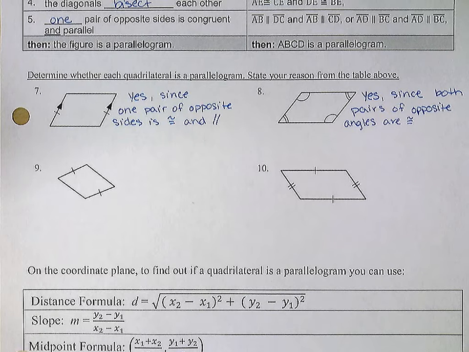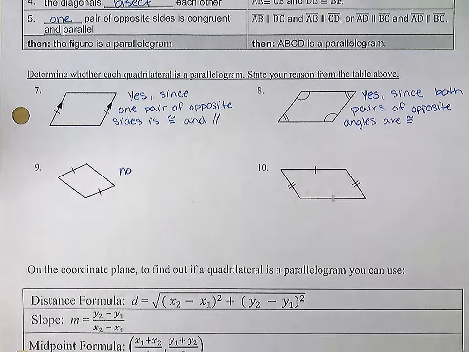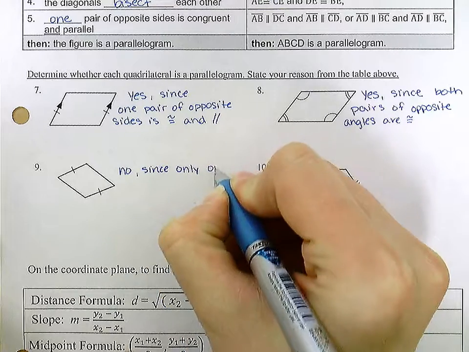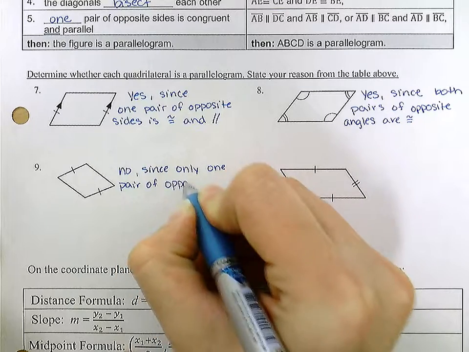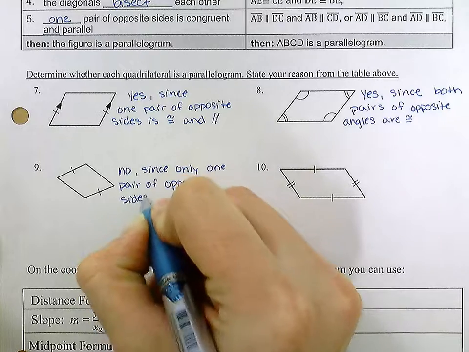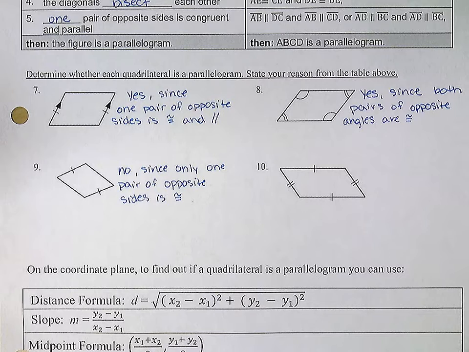All right, so is number 9 a parallelogram? No. Okay, this one is not a parallelogram since only one pair of opposite sides is congruent. Okay, you need to have both pairs of opposite sides congruent in order for it to be a parallelogram. In this one, you only have one.